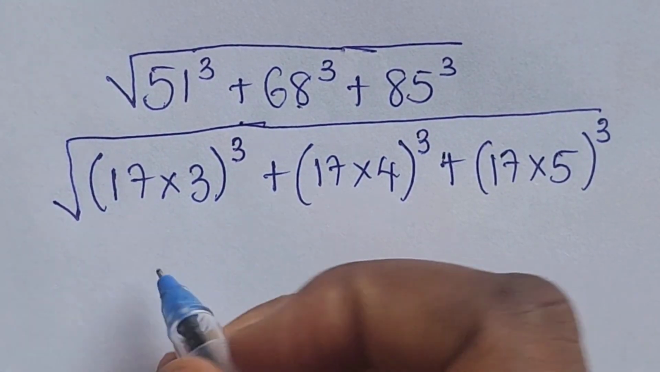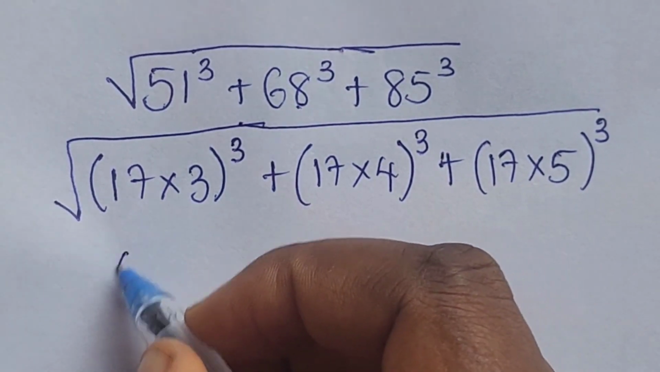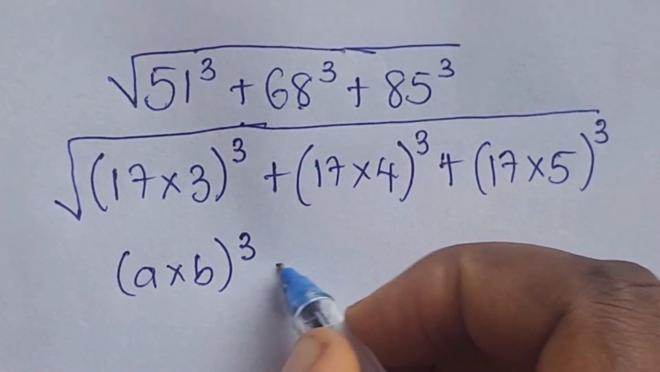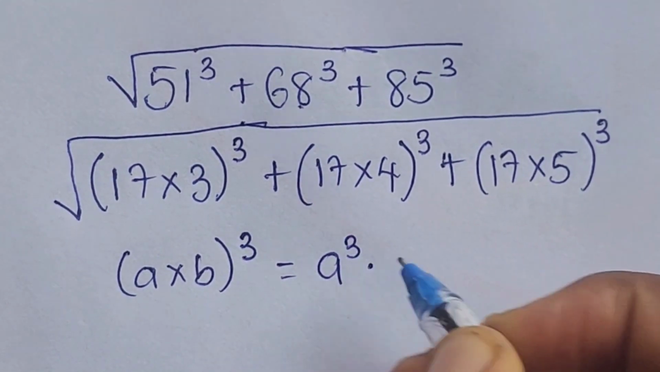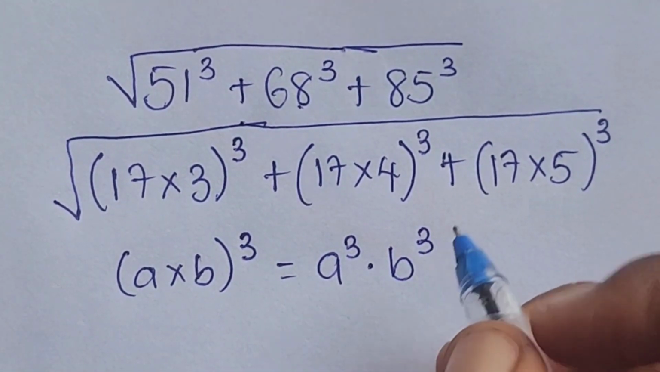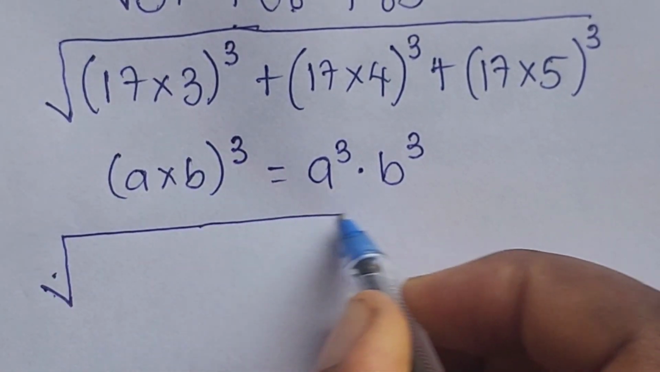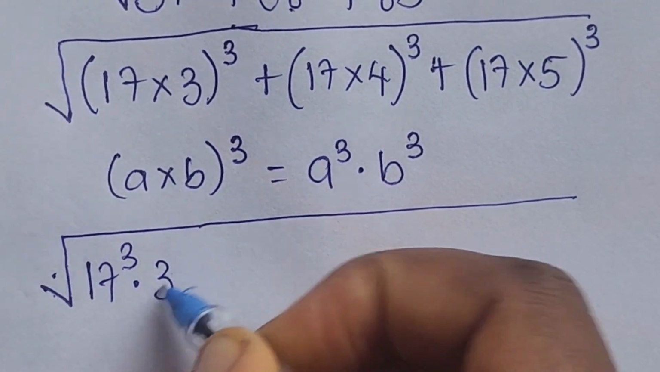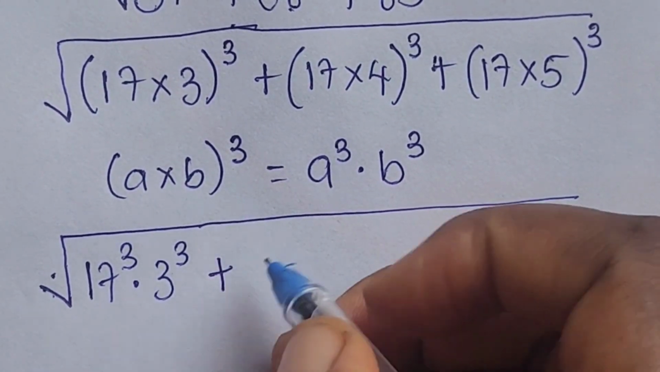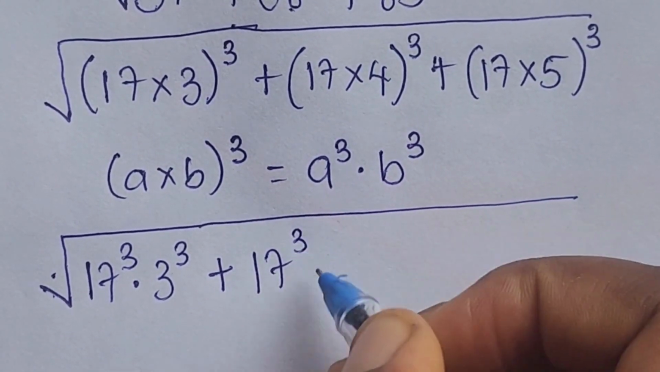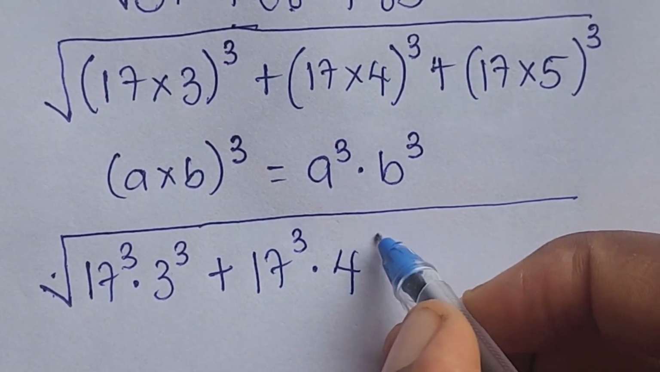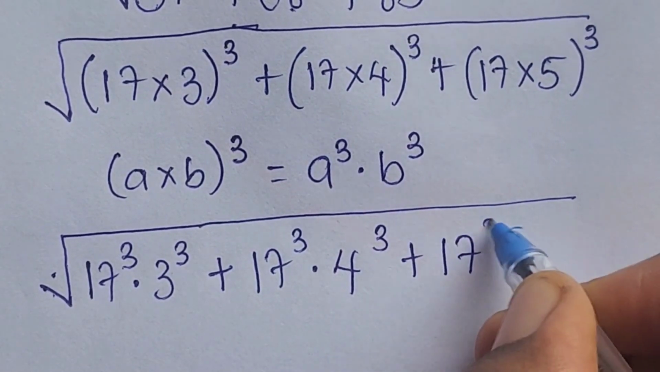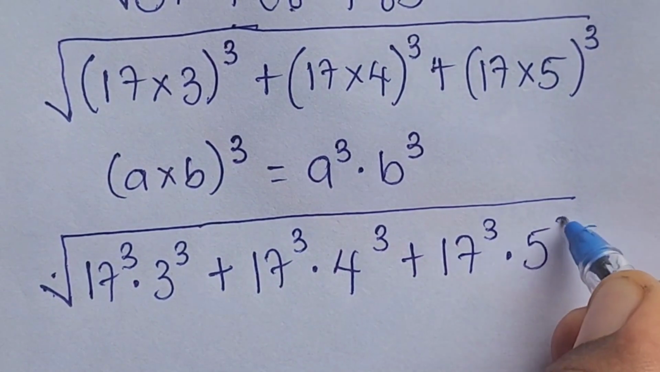So from here, when we have a times b all to the power of 3, this is the same as a to the power of 3 times b to the power of 3. So we have the square root of 17 to the power of 3 times 3 to the power of 3, plus 17 to the power of 3 times 4 to the power of 3, plus 17 to the power of 3 times 5 to the power of 3.